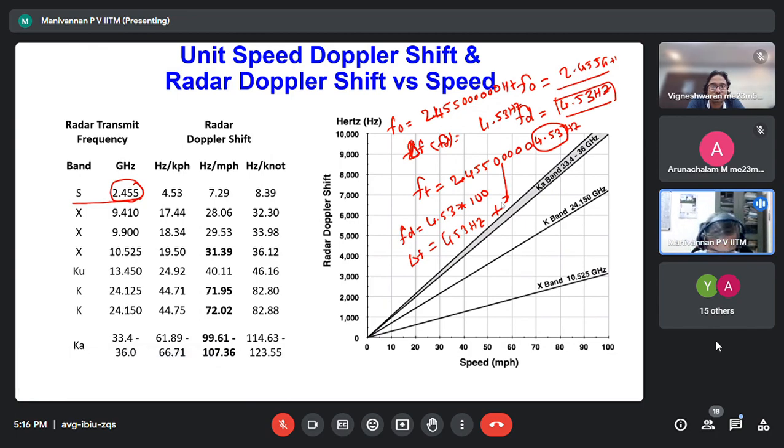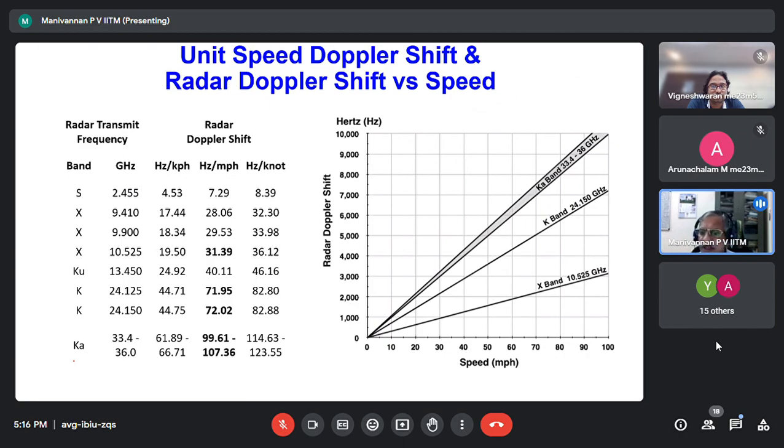Right? So now that you understand the importance of transmission frequency. If I use S band, its frequency is this much, and the change in received frequency is only 4.3 hertz. That is very, very small.